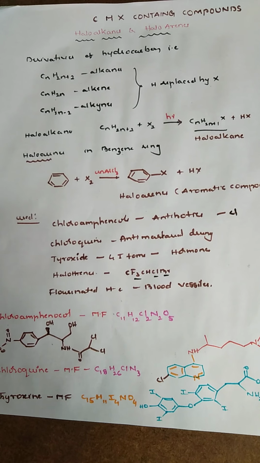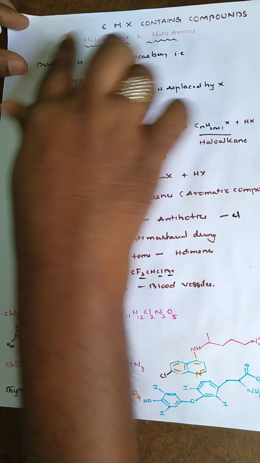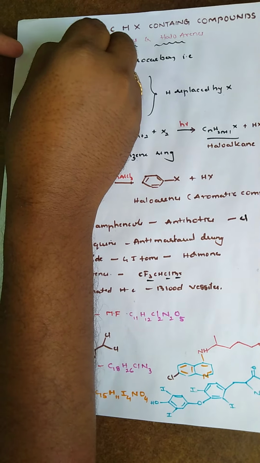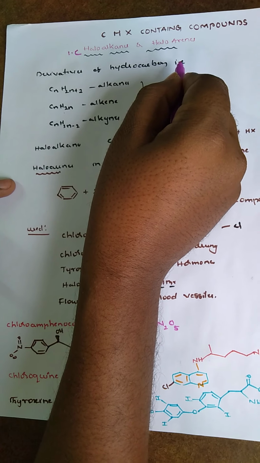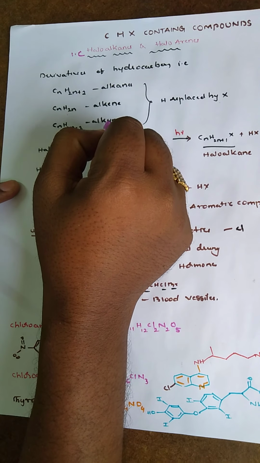Today's topic is carbon, hydrogen, halogen containing compounds, that is haloalkanes and haloarenes. Haloalkanes are simple derivatives of the hydrocarbons. Hydrocarbons are alkanes, alkenes, alkynes.